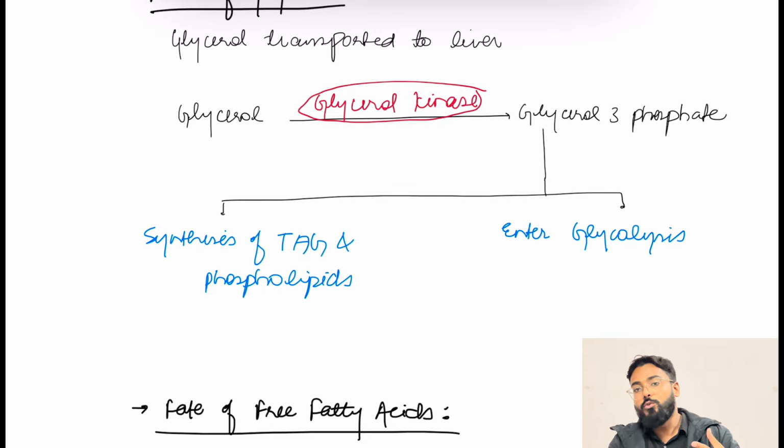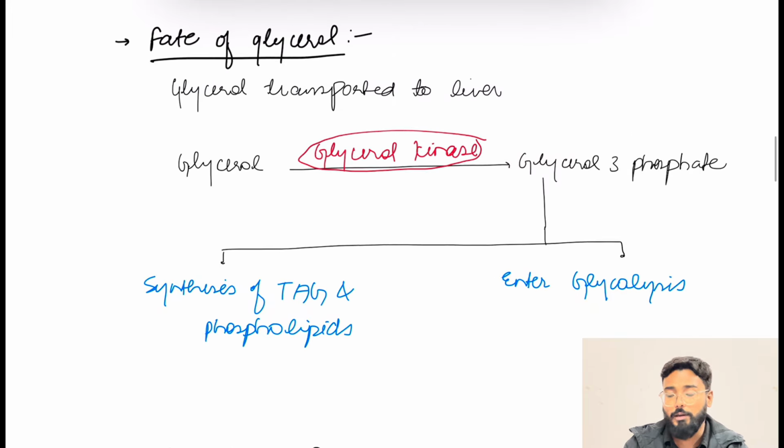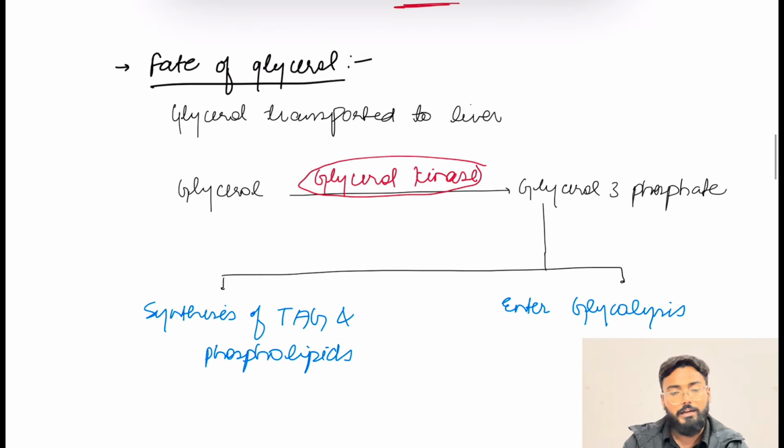It can directly enter into the process of glycolysis, which is going to form pyruvate, and pyruvate further, when it is acted upon by the enzyme pyruvate dehydrogenase, is going to form acetyl coenzyme A, which is going to enter the TCA cycle or Krebs cycle, and which is further going to generate energy. Or it can again go back for the synthesis of triacylglycerols and phospholipids, that is your compound lipid. So this is the fate of glycerol.